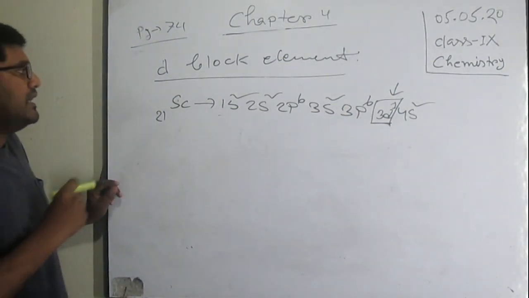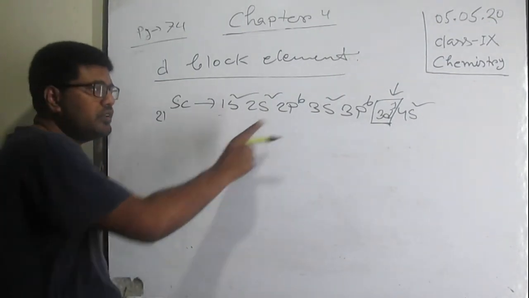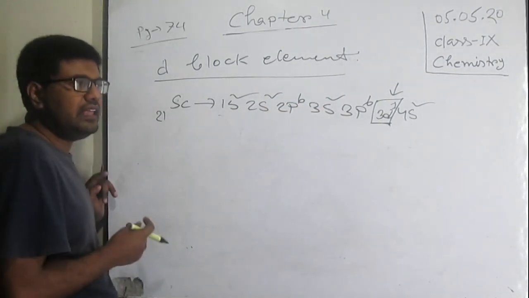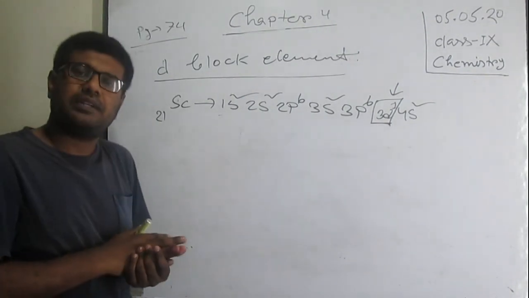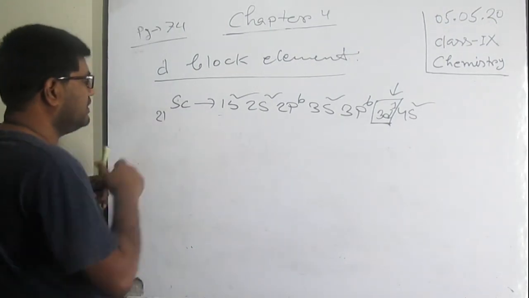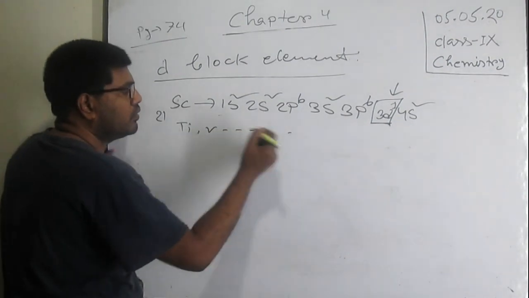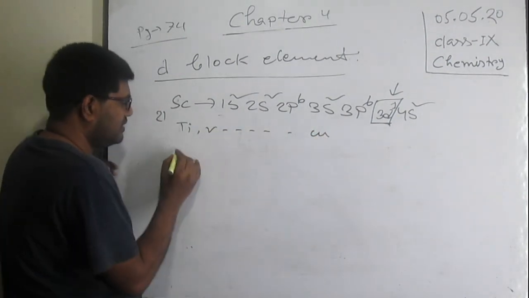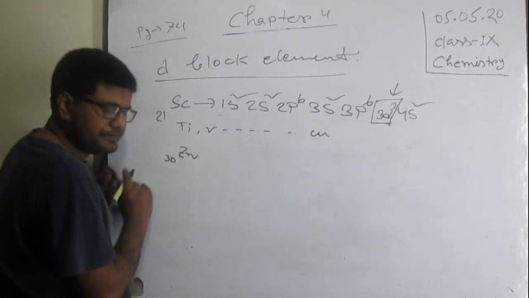This scandium is called a d block element because its outermost electron goes to the d orbital. If for any element the outermost electron goes to the d orbital, then that element is called a d block element. Then scandium, titanium, vanadium, in a similar way copper, then zinc. In the case of zinc, the atomic number is 30.